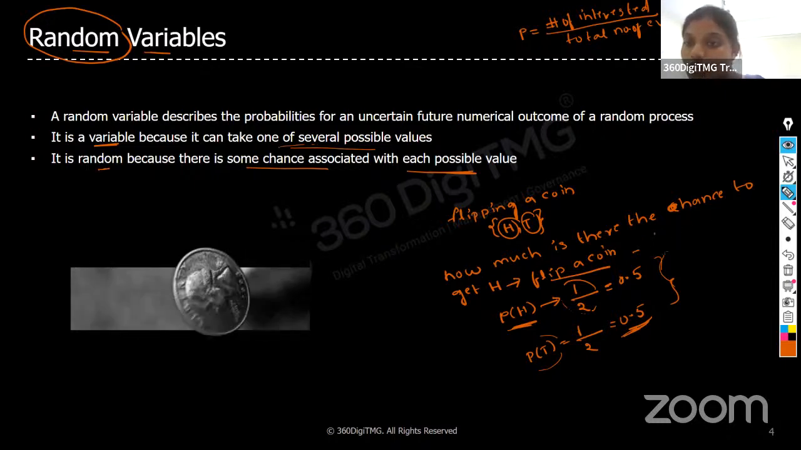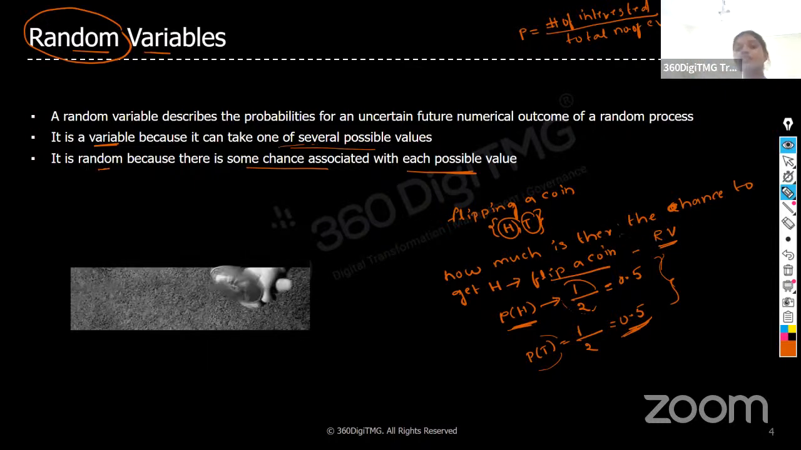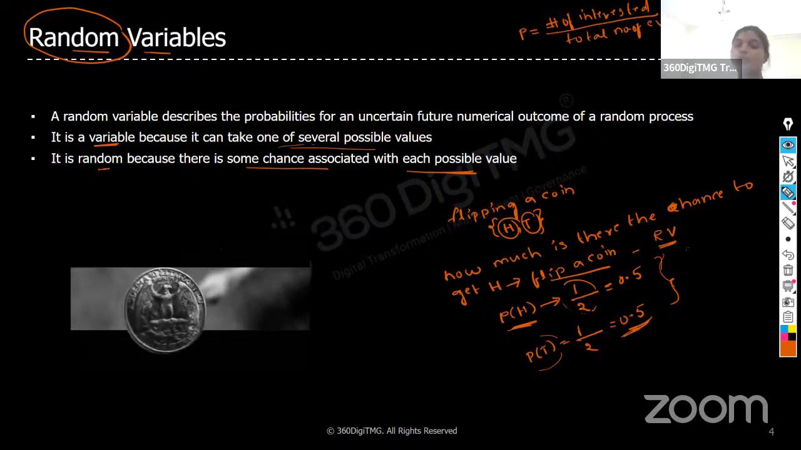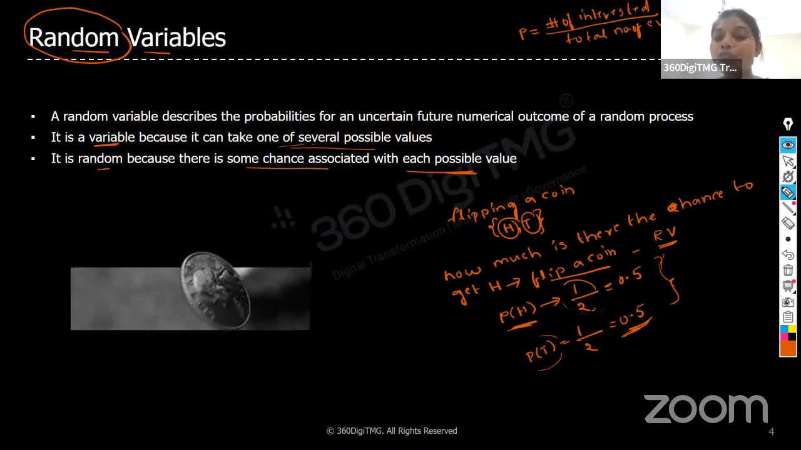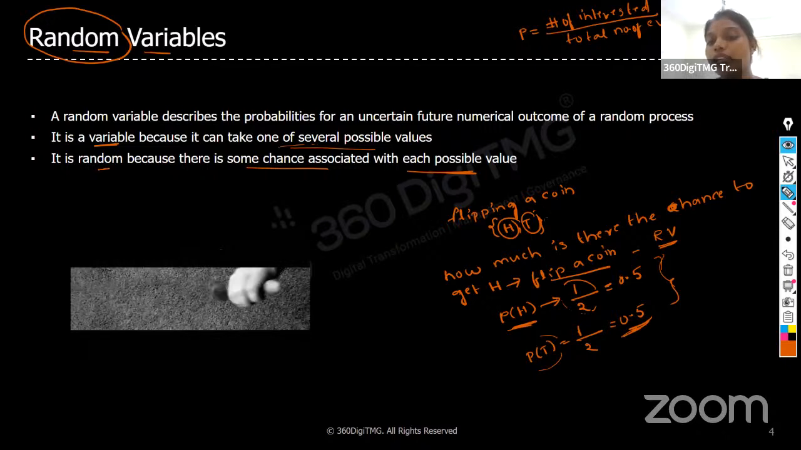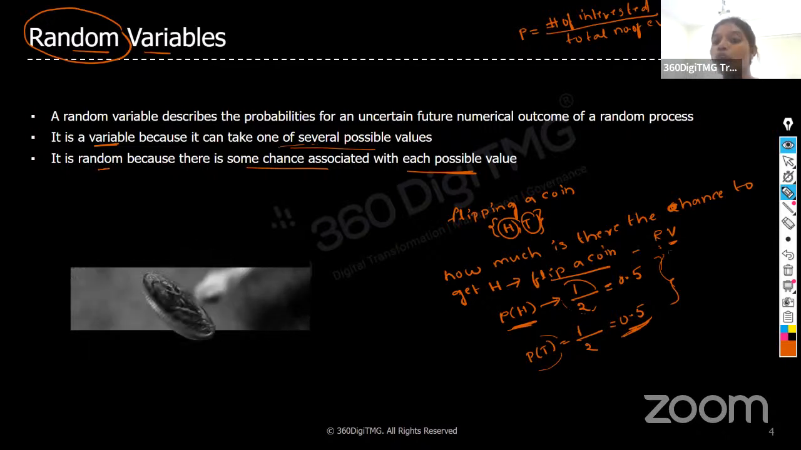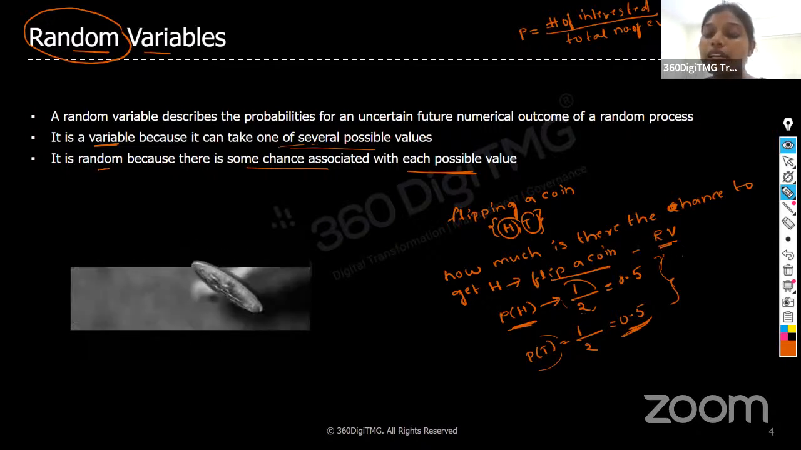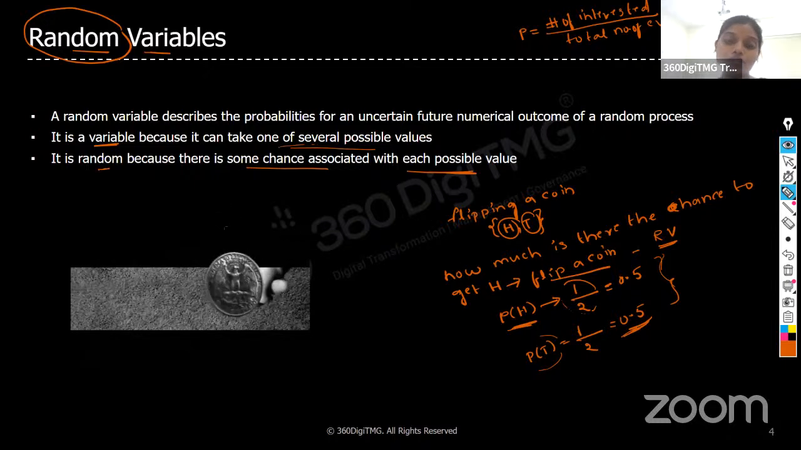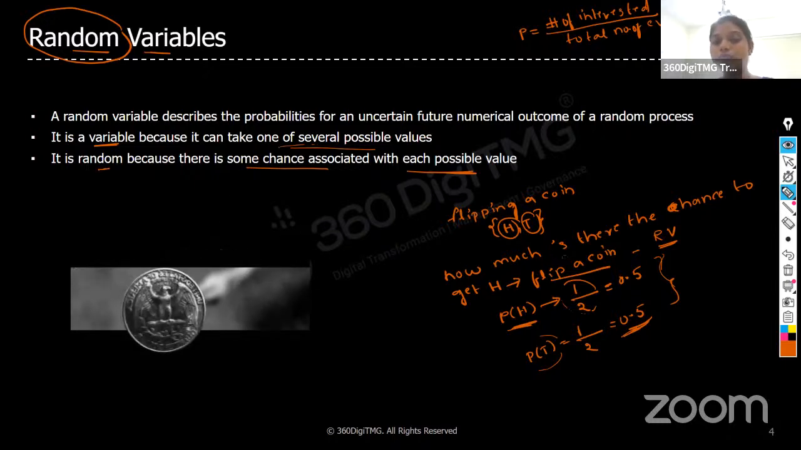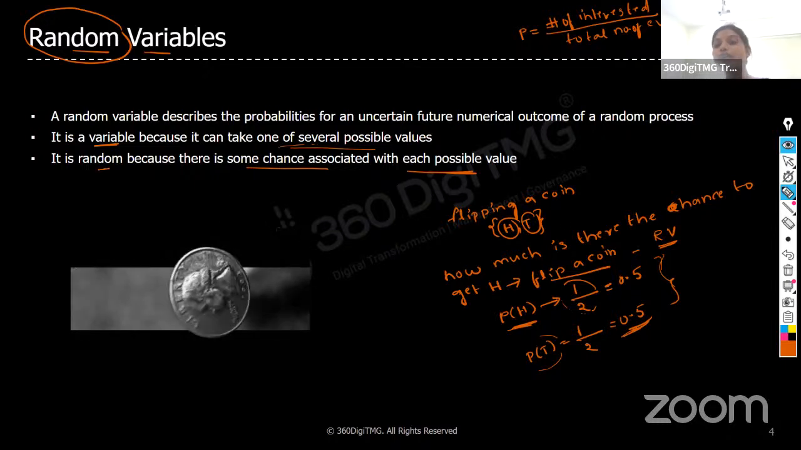This is called a random variable. So now you understood, right? A random variable is nothing but a variable which can take any one of the possible values, either heads or tails in this case. It is random because the chance of getting each one of the possible outcomes is present. That is why it is random. So this is called a random variable. Okay, this example, flipping a coin, is fine.